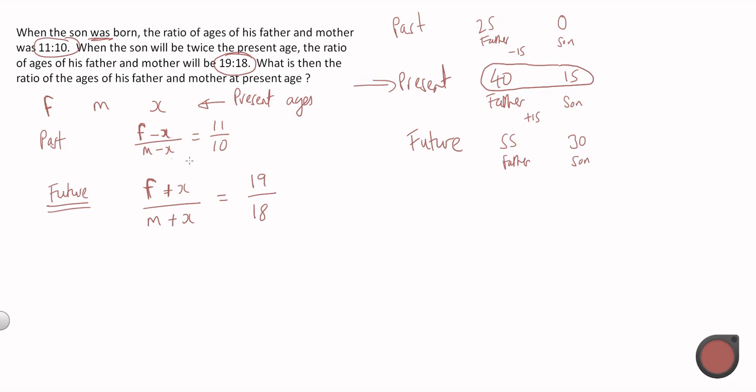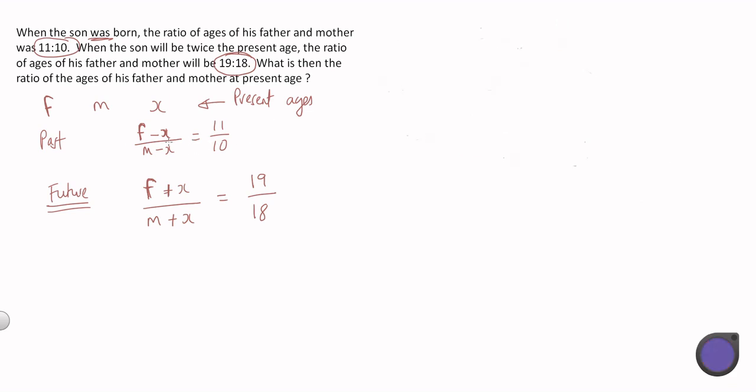So now I'm going to do some manipulation using this algebra. Because I've got a fraction on both sides, I'm going to do crisscross. I'm going to bring the 10 up here and bring the M minus X right next to the 11. Bringing the 10 up, that's because I want to get rid of the fractions. Bringing the 10 right next to the F minus X, and bring the M minus X up to the 11. Obviously I want to expand the brackets.